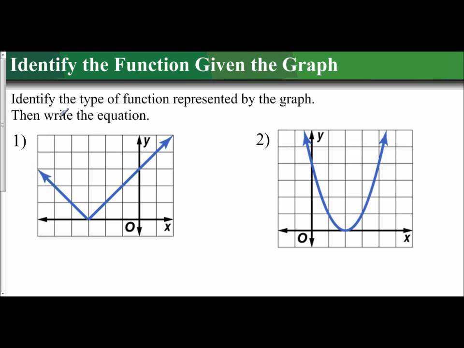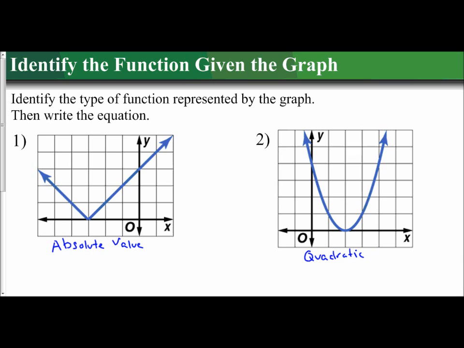And then the second part is to write the equation. So I'm going to look at both 1 and 2 just for identifying first. I see here that this graph is V-shaped, so that's telling me I am dealing with an absolute value function. And if I look at number 2, I see that this is U-shaped. It's parabolic, which means I am dealing with a quadratic function.